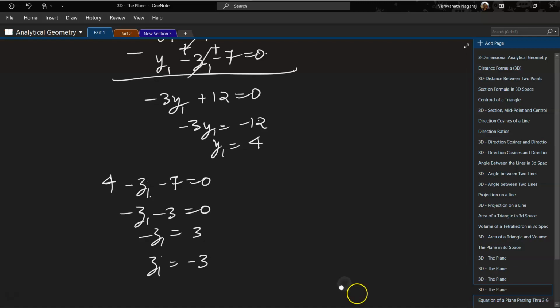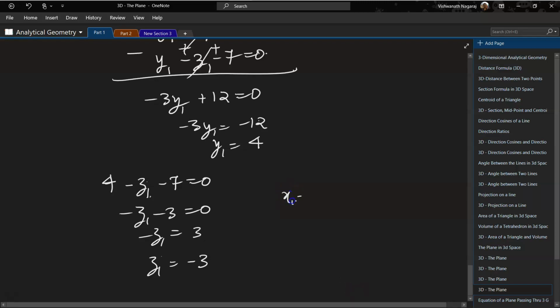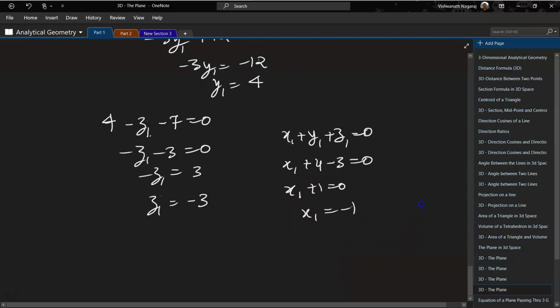Now it's easy. We know x1 plus y1 plus z1 is equal to 0. So x1 plus 4 minus 3 equal to 0, x1 plus 1 equal to 0, x1 equal to minus 1. So the coordinates of the circumcenter S is equal to (minus 1, 4, minus 3). So that is the plane. That's it for now.